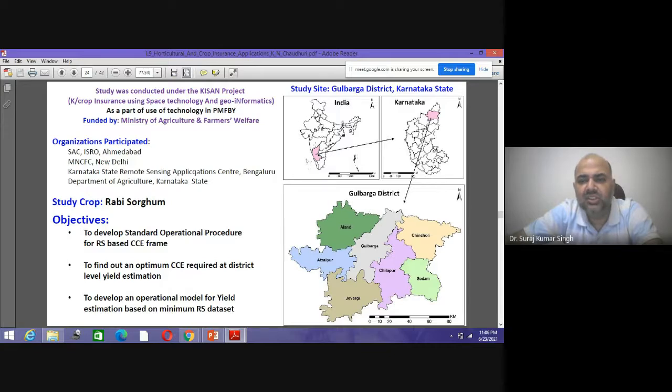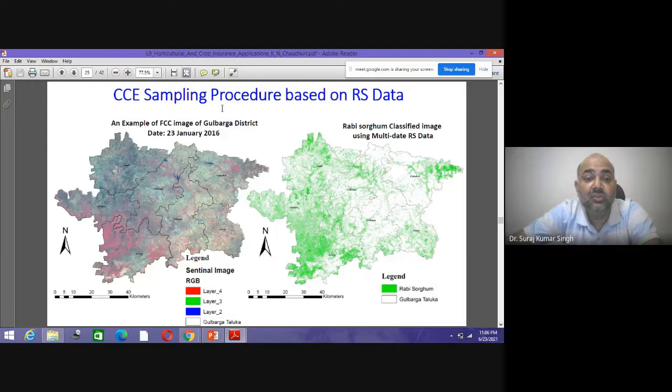You can see Karnataka, there is Gulbarga district. So we have taken all this. The objective was to develop a standard operational RS-based CCE frame. So we are going to evaluate these data sets. So we will be doing the CCE sampling procedure based on remote sensing.